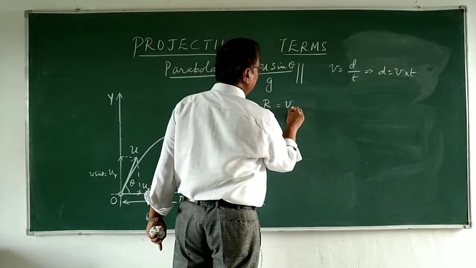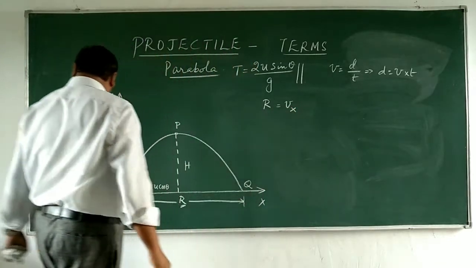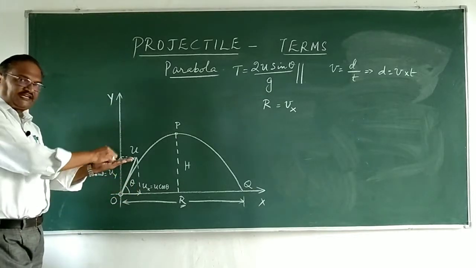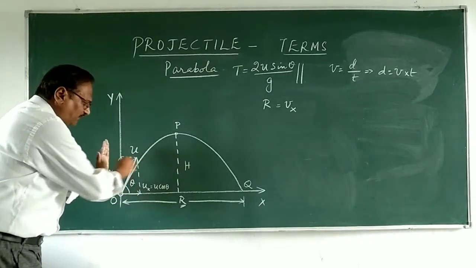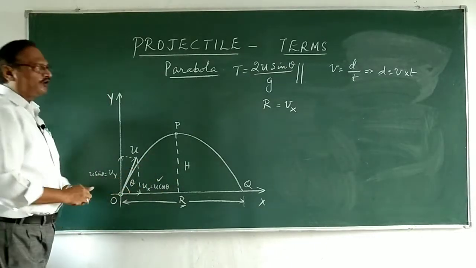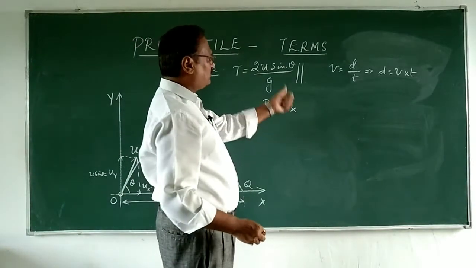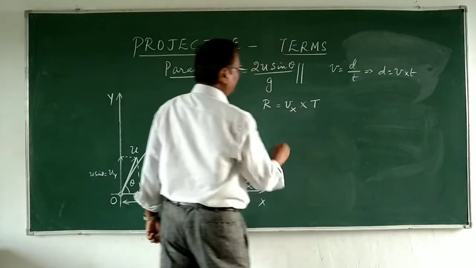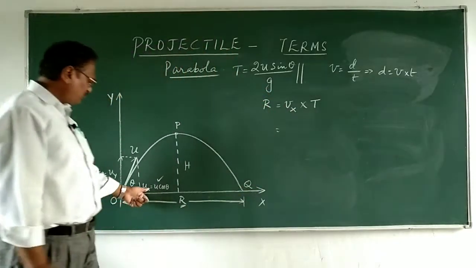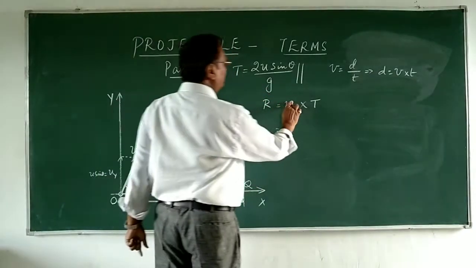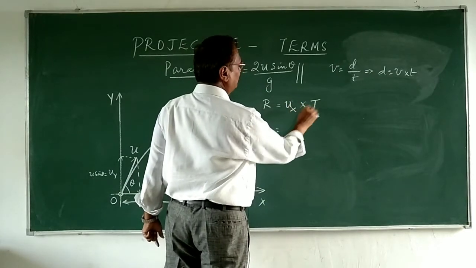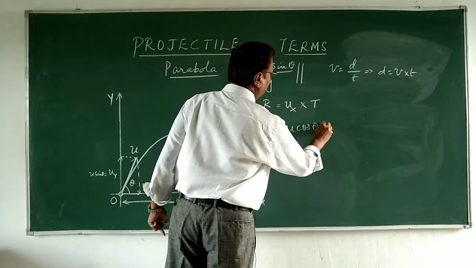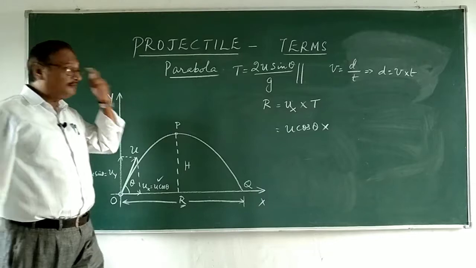Velocity here is the x component, because the projectile is able to move up because of the vertical component and able to move horizontally because of the horizontal component. So I'll put ux, which is responsible, into time. The time of flight is t. So what is ux? That is u cos theta, where for velocity I use the symbol u. So range is u cos theta multiplied by the time of flight.